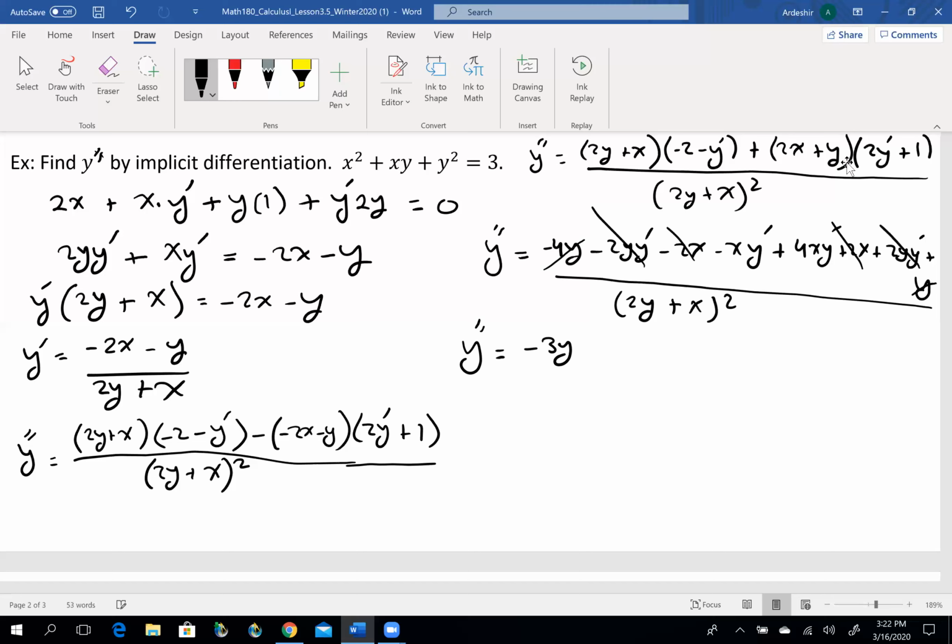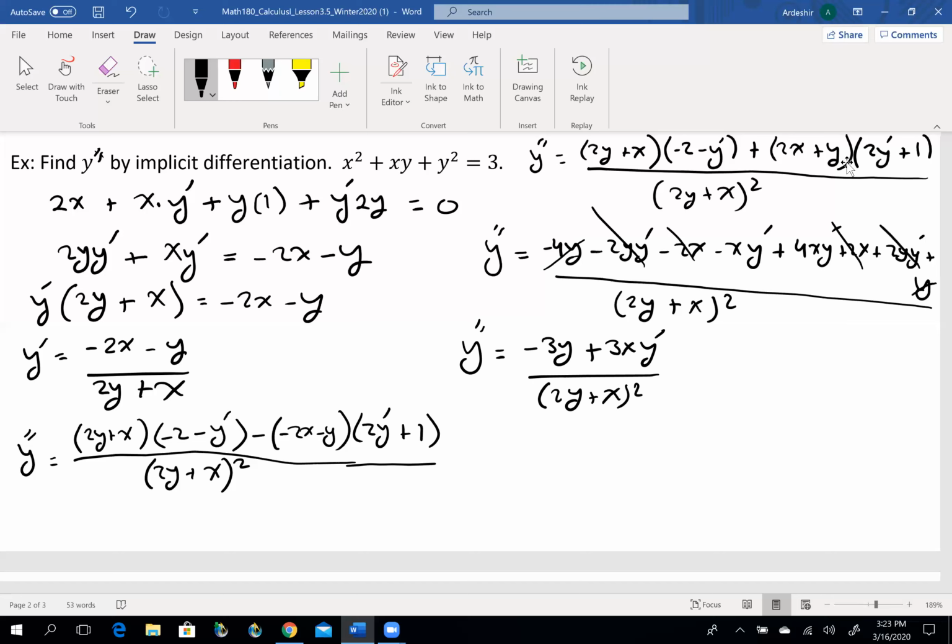And then what's remaining? Negative 1xy prime plus 4xy prime is going to be positive 3xy prime, over (2y plus x) squared. Okay, so he says, oh, I'm done, Mr.